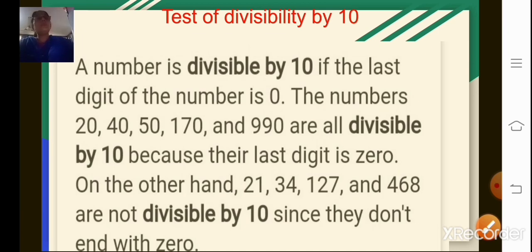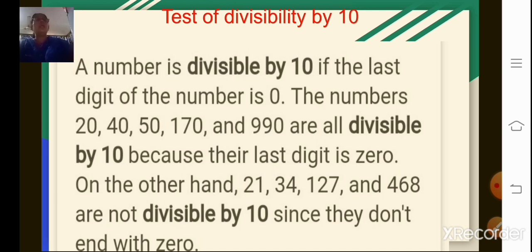Now, test of divisibility by 10. It is very simple. A number is divisible by 10 if the last digit of the number is 0. The numbers 20, 40, 50, in all these numbers the last digit is 0. So we can say that all these numbers are divisible by 10.